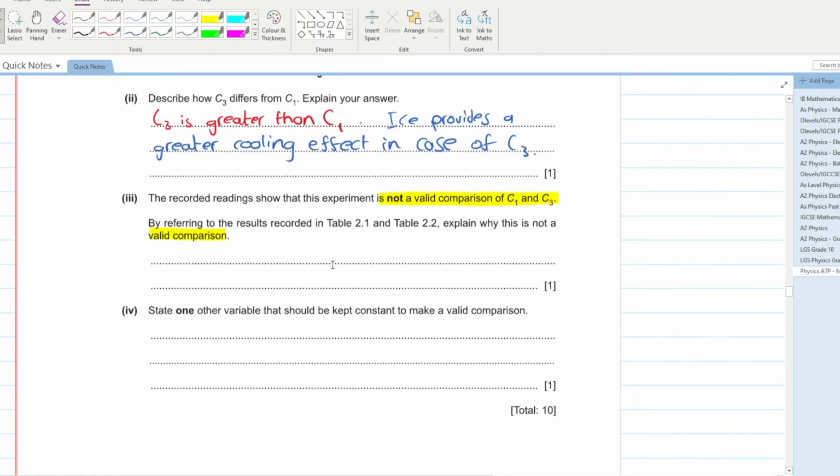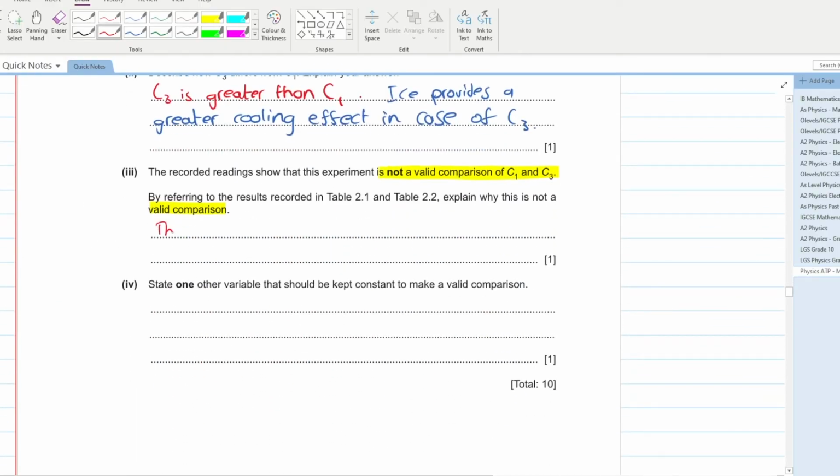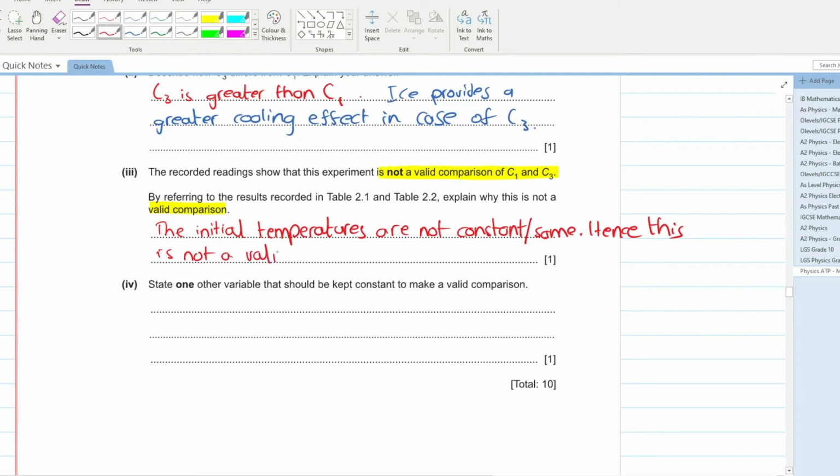You can write it down here. The initial temperatures are not constant, or you can say same. Hence, this is not a valid comparison. Simple as that. Let's further move ahead.